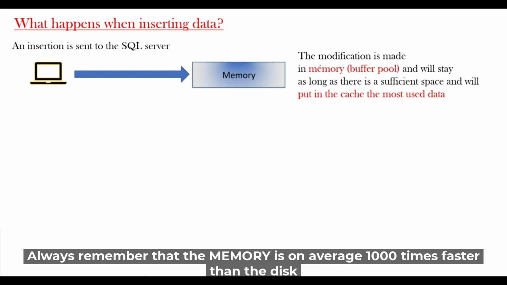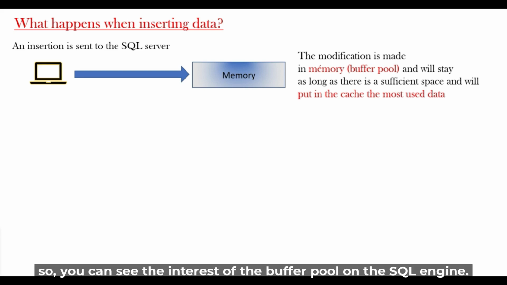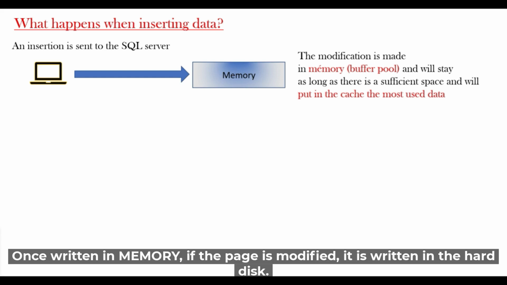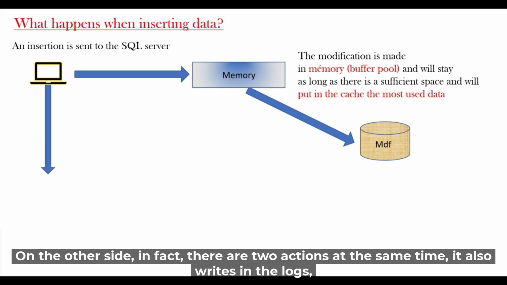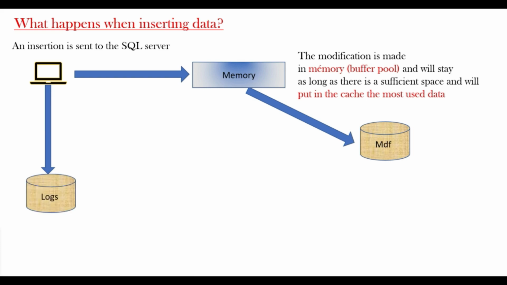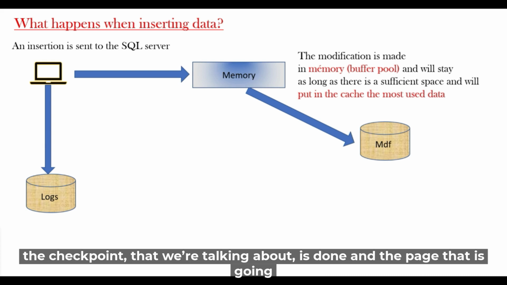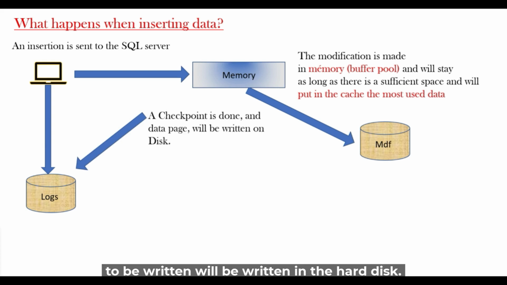Always remember that the memory is on average 1000 times faster than the disk. So you can see the interest of the buffer pool in the SQL engine. Once written in memory, if the page is modified, it's written to the hard disk. On the other side, there are two actions at the same time. It's also written in the log, so the checkpoint that we're talking about is done, and the page that is going to be written will be written to the hard disk.